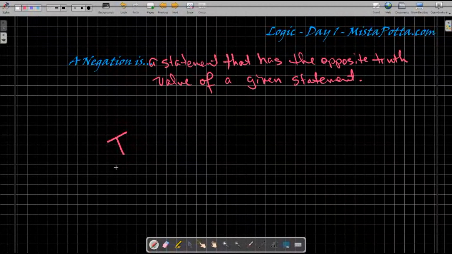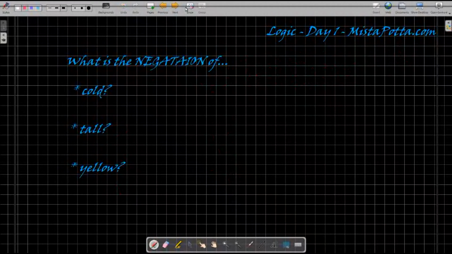In other words, if I have something like the tree is tall, and that's true, then the negation of that statement should always be false, because those are opposite truth values. A true's opposite is false. And similarly, if I have a sentence that starts off false, the opposite of that is true. So a negation is a statement that has the opposite truth value of a given statement.